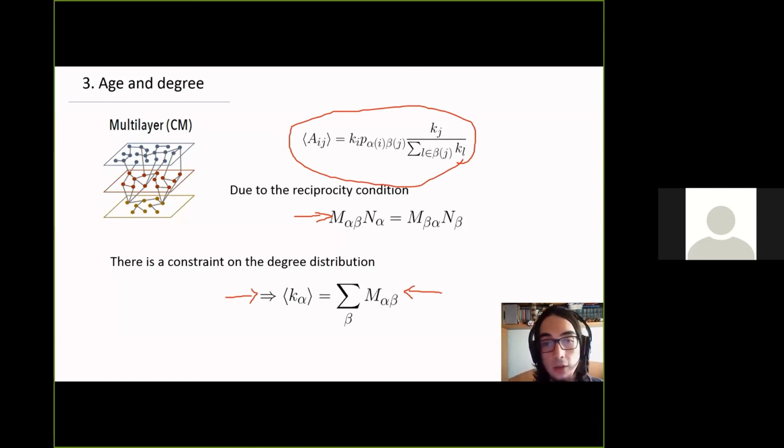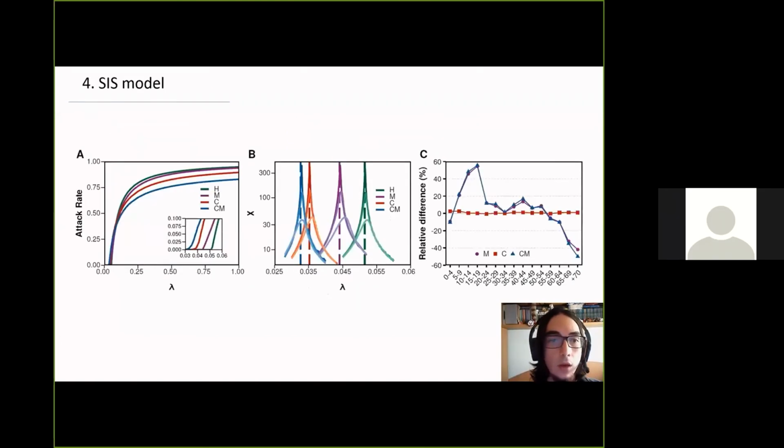They are not completely two different things. We don't have the age on one side and the degree on the other, but we have both things closely tied together. So why is this important?